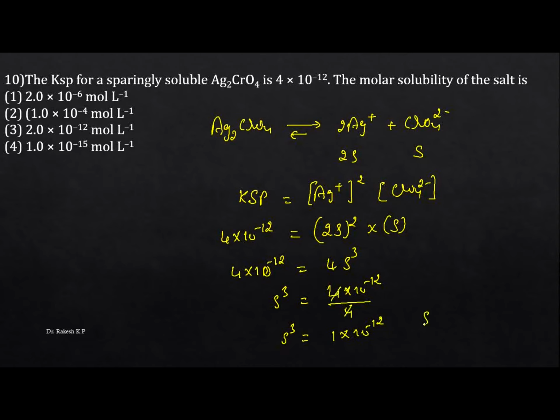And what will be the value of s? s is equal to 1 into 10 to the power of minus 4 mole per liter. So this is the particular value you are going to get. Hence in this case, to identify the option, it will be the second one. Okay, next one.